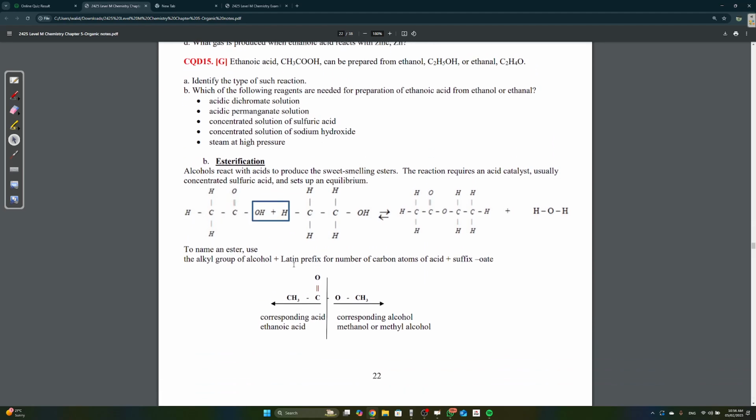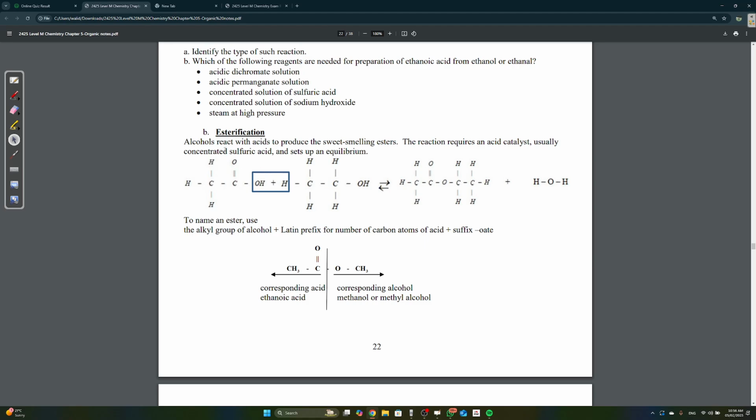Okay, esterification. We kind of mentioned it earlier. You need to know that alcohols react with acids to produce sweet-smelling esters. So if you want to produce an ester, it's alcohol plus acid. You need to know that esters have a sweet smell. This reaction requires a catalyst, which is usually H2SO4. Okay, you need to know this.